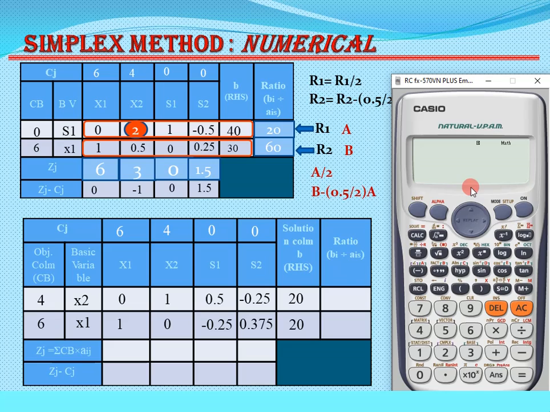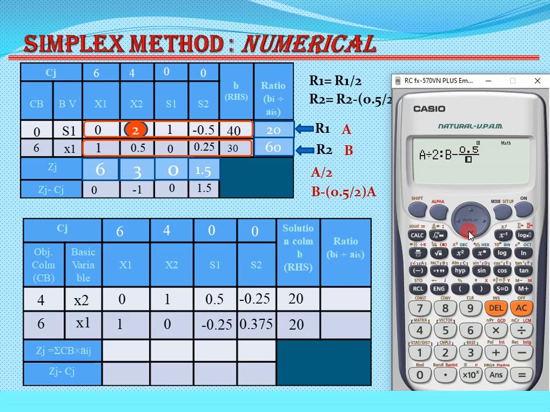In the calculator, we have to define these two equations. For row 1, we have to define the equation, that is A by 2. So press alpha A by 2, divide by 2, then press this alpha and colon key. Then the second equation we are going to define. So press alpha B minus 0.5 by 2. So 0.5.